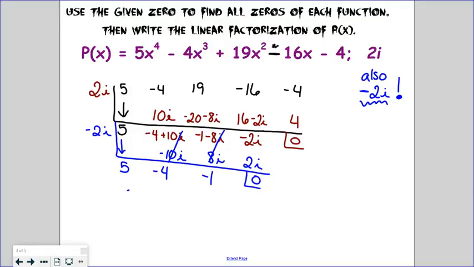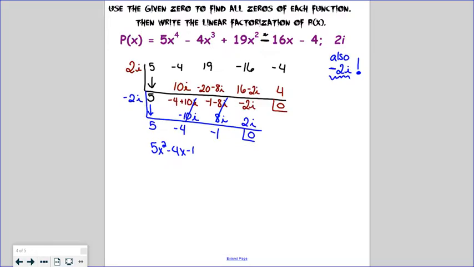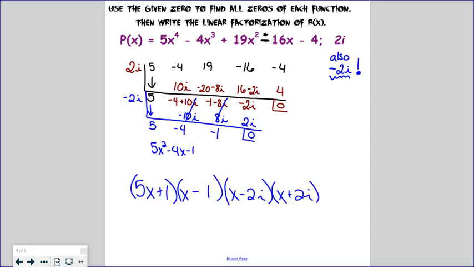Writing out my quadratic, 5x squared minus 4x minus 1. And then remembering that our answer is the linear factorization. So factoring that, and don't forget your imaginaries, write them as factors as well. So let's see, that would factor into 5x and x, -1 and +1. And also writing my imaginaries into factors as well, x minus 2i and x plus 2i.